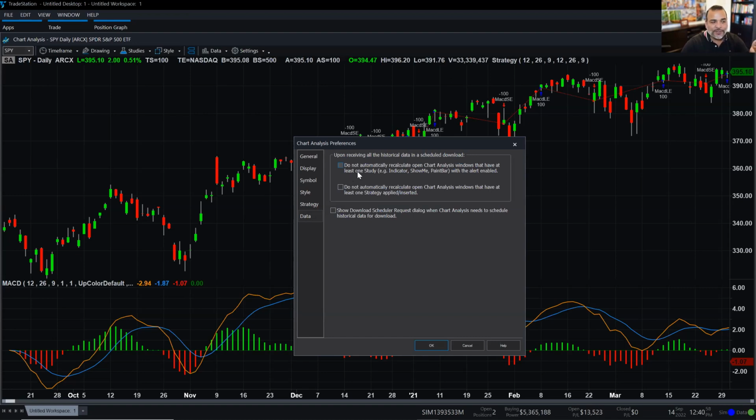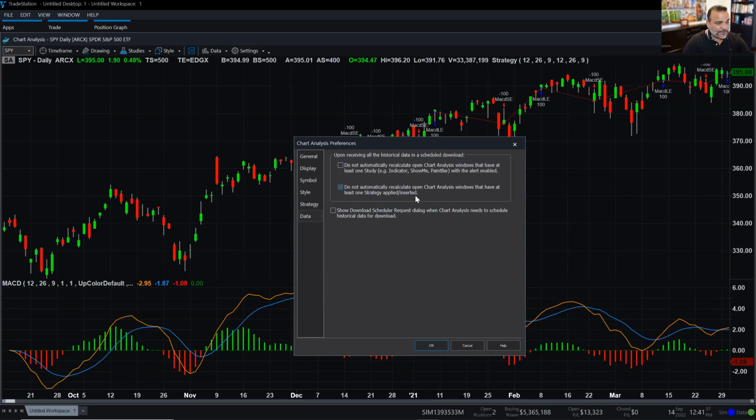The top one says, do not automatically recalculate open chart analysis windows that have at least one study, indicator, ShowMe or PaintBar with the alert enabled. And the second checkbox says, do not automatically recalculate open chart analysis windows that have at least one strategy applied, inserted. This is important because if these checkboxes are checked, when you request additional data for download, the strategy will not recalculate and it will not use all the data that you have loaded onto the chart.